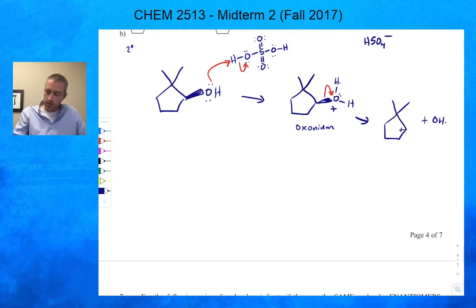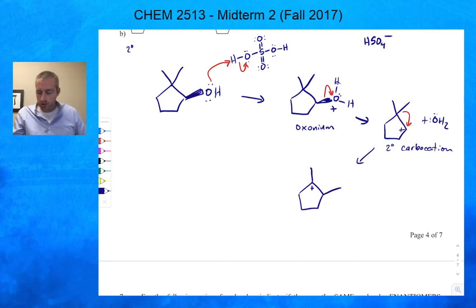Plus OH to that. This leaves a secondary carbocation. And secondary carbocations are the kind that are prone to rearrangement, because secondary isn't all that stable. If it can rearrange to make a tertiary, that's going to be beneficial for it. And so this will slip over there. And the positive charge will go up where the group came.